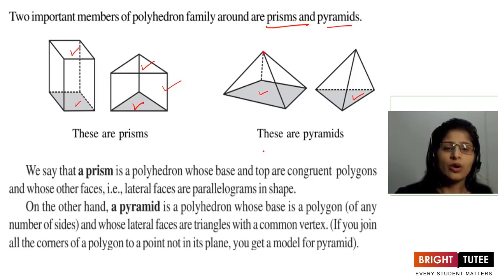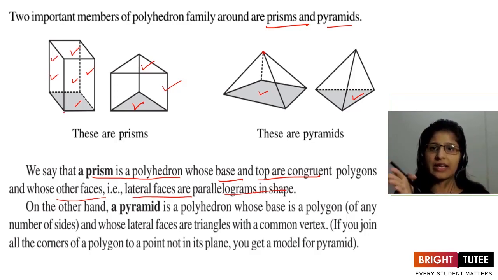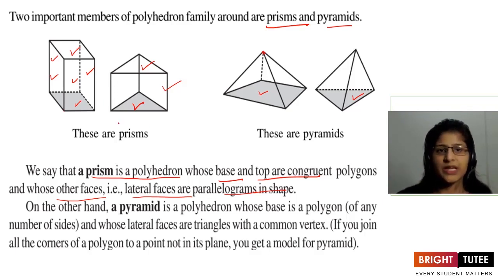Okay, now when we say a prism is a polyhedron whose base and top are congruent polygons, I told you this, whose other faces, that is lateral faces, are parallelograms in shape. So one more piece of information to add is that the other faces, these four faces that we see, front and back side and both the sides, are parallelograms, right? In both of the prisms that are drawn here, they are parallelograms.